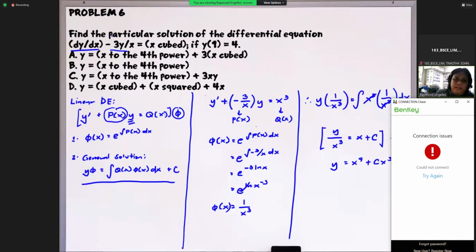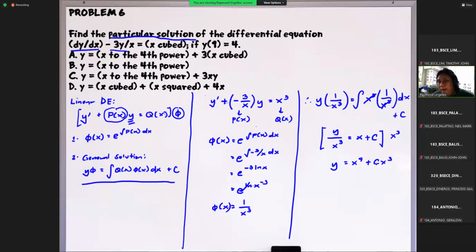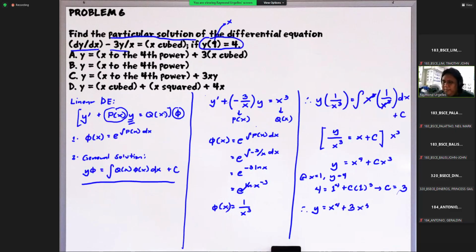Pero yung kailangan natin dito, as you can see, is the particular solution. Kaya kailangan nating isolve yung constancy. From the given, y of 1 is equal to 4. Ibig sabihin, pag yung x natin ay 1, yung y natin ay 4. By substitution, 4 is equal to 1 to the 4th power plus c times 1 to the 3rd power. Therefore, yung c natin is equal to 3. So yung particular solution natin is y is equal to x to the 4th plus 3x cubed. So this is our final answer.